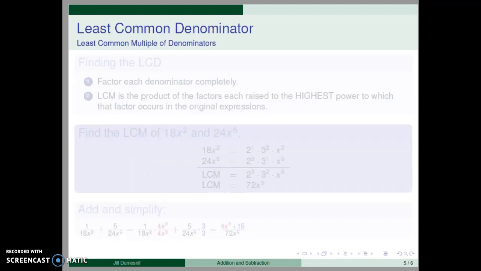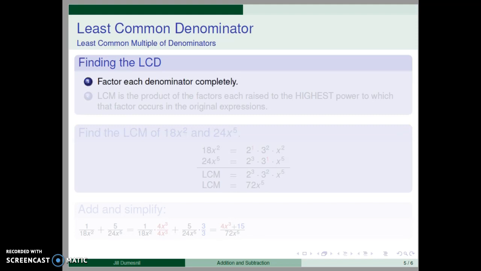We've already noted that the least common denominator is the least common multiple of the denominators, but so far we've relied on inspection to find this value. To find the least common denominator, first factor each denominator completely. Then the least common multiple is the product of the factors used, each raised to the highest power occurring on that factor.